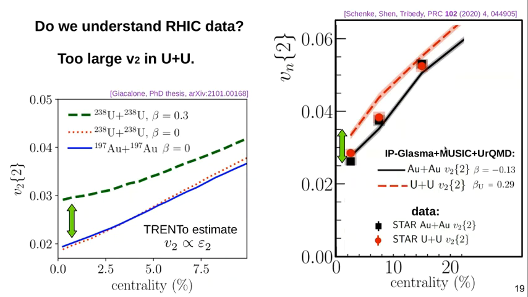There are also IP-Glasma plus MUSIC simulations of uranium and gold collisions, where they implement, again, realistic values of the deformations. And in fact, something interesting happens: the splitting that you get between uranium and gold collisions is way too large compared to what is actually observed by STAR. Meaning that there's something not very nice going on at the level of how you implement this deformation, probably, because the splitting is just overestimated. This is actually observed in other papers.